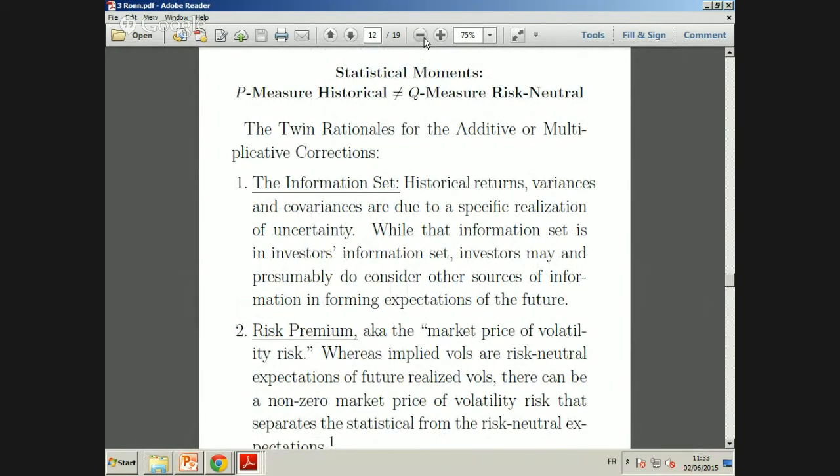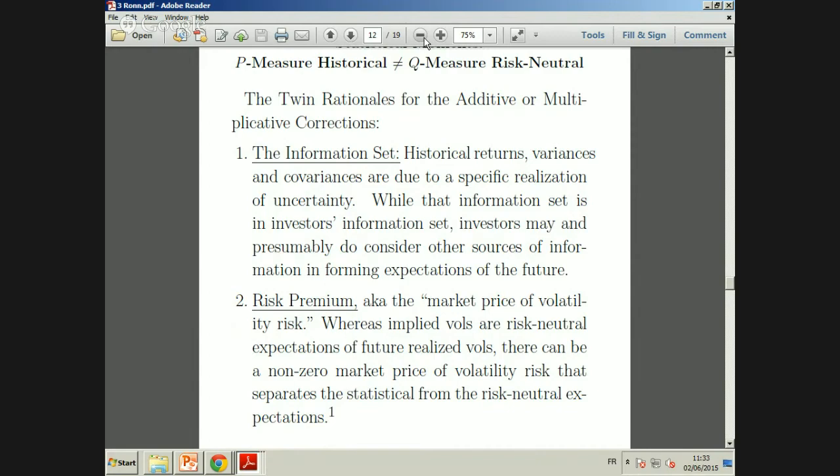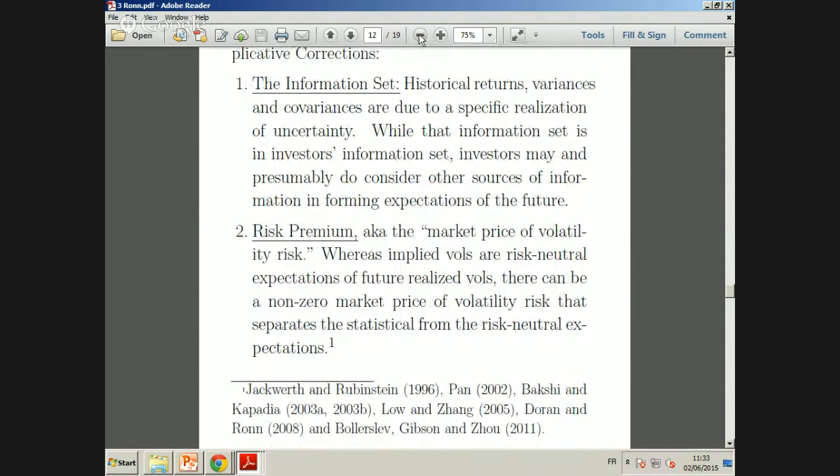And so one of the issues that we have to address here is the information set that the market is using. Obviously, forward-looking, the market is looking at more than just historical returns. And then there's the difference between P and Q. There's the issue of the market price of volatility risk, which we're thinking about addressing explicitly as well. And obviously, there's been a lot of work on this. So these are some of the issues that are theoretical but impact our empirical work, and which we'll struggle to address a little bit better.